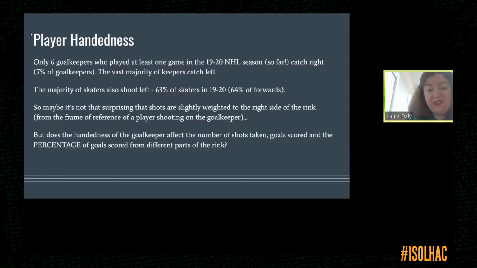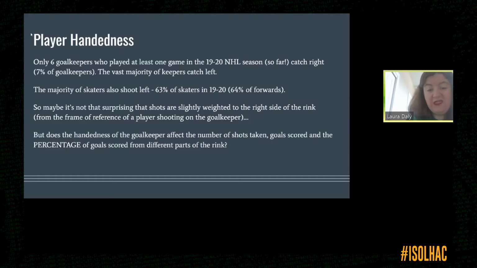So maybe it's not that surprising, as we saw with the image from Micah's talk I showed earlier, that shots are slightly weighted to the right side of the rink from the frame of reference of a player shooting at a goalkeeper. If you imagine people getting more central to the goalie on the left-hand side of the shot, on the left shot, then that would take them up the right side. But does the handedness of the goalkeeper make any difference?